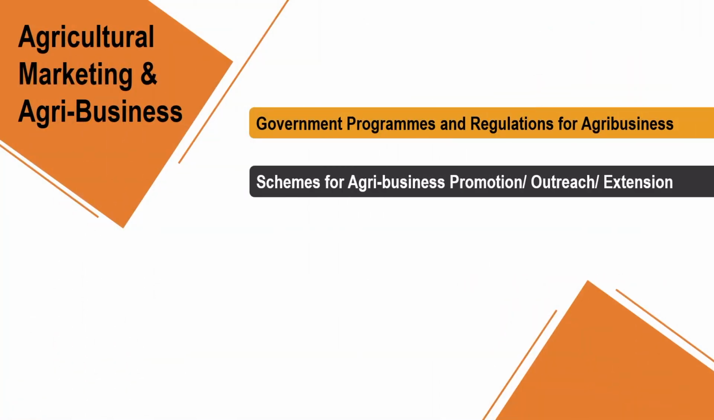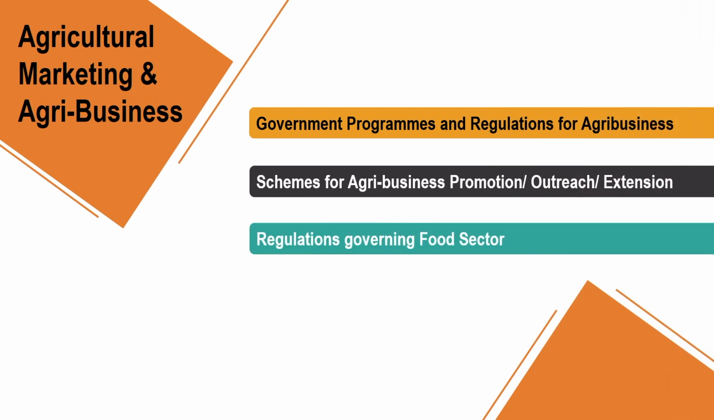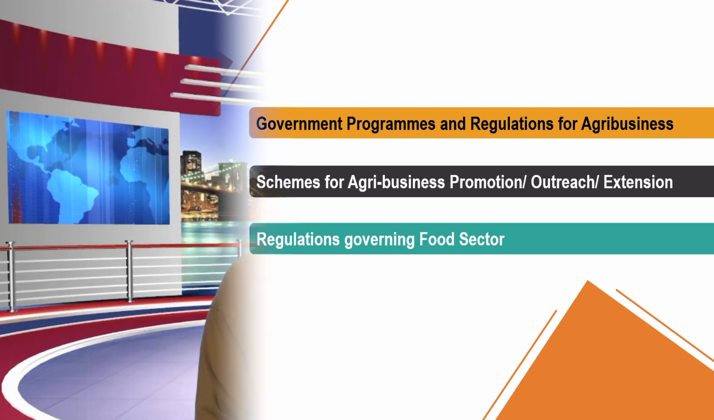Then schemes for agribusiness promotion, outreach, extension, they are all part of the government outreach towards this sector. Even various agriculture universities are being provided funds to go in for extension services, wherein agribusiness promotion, outreach, extension can be done. Startups are being opened through agricultural universities, and some of them are doing very, very well. Then there are numerous regulations governing the food sector, and the agribusiness sector should operate within those regulations. Certain regulations are specific to the food sector, certain others are general for any industry.